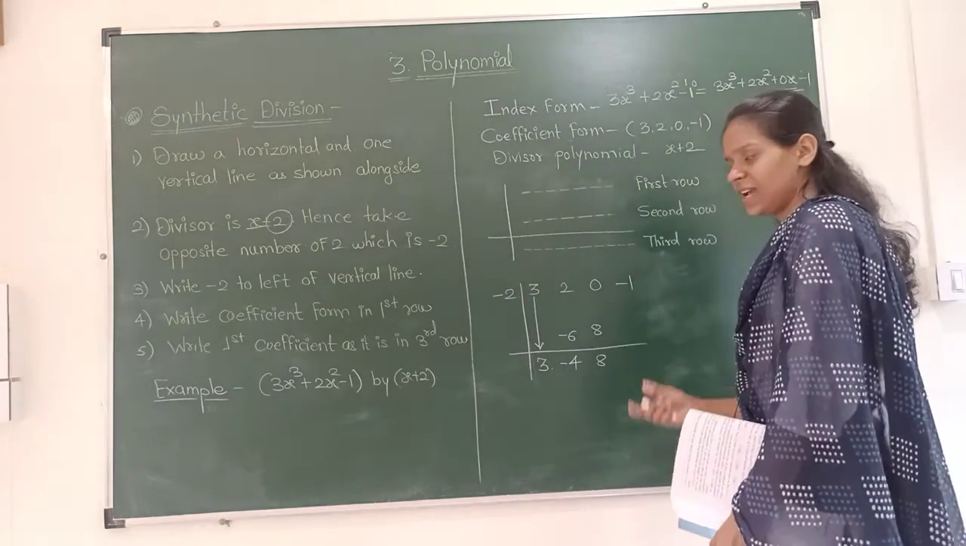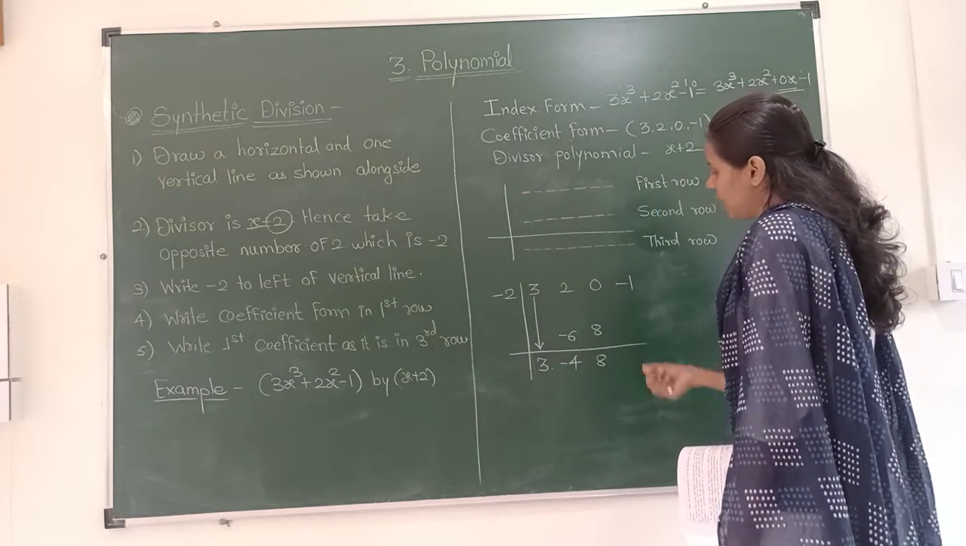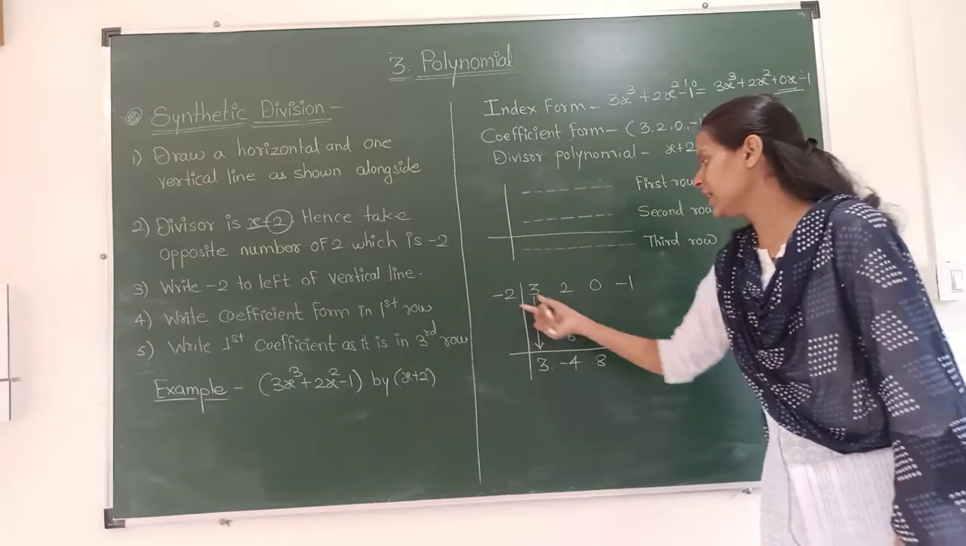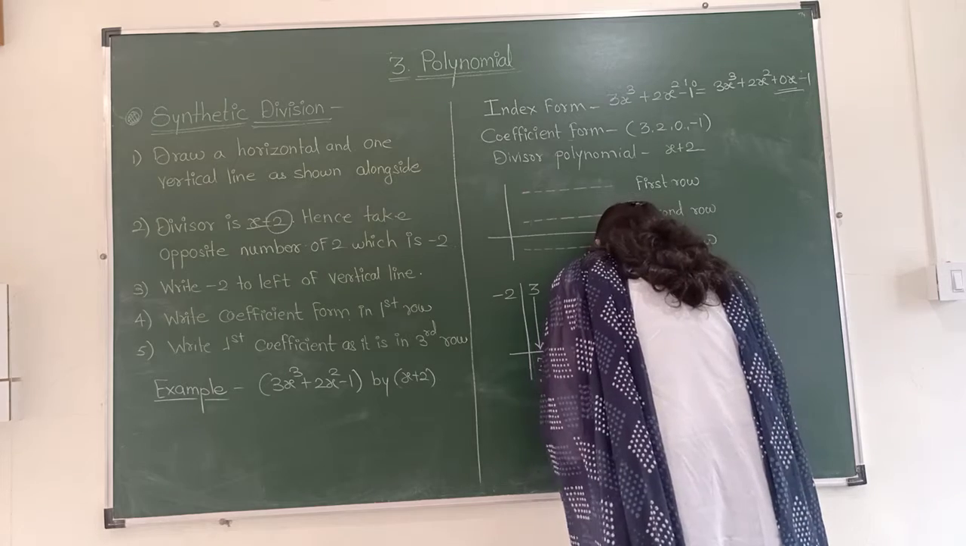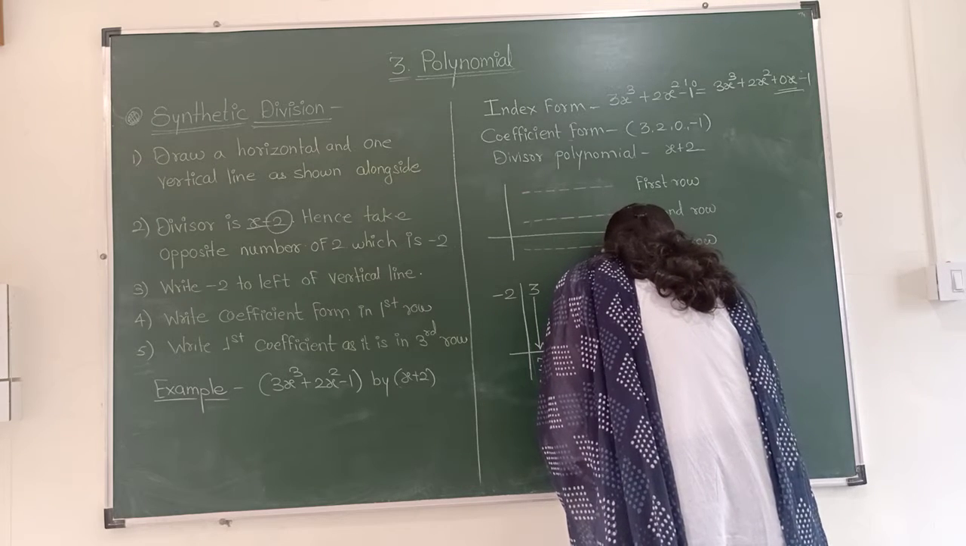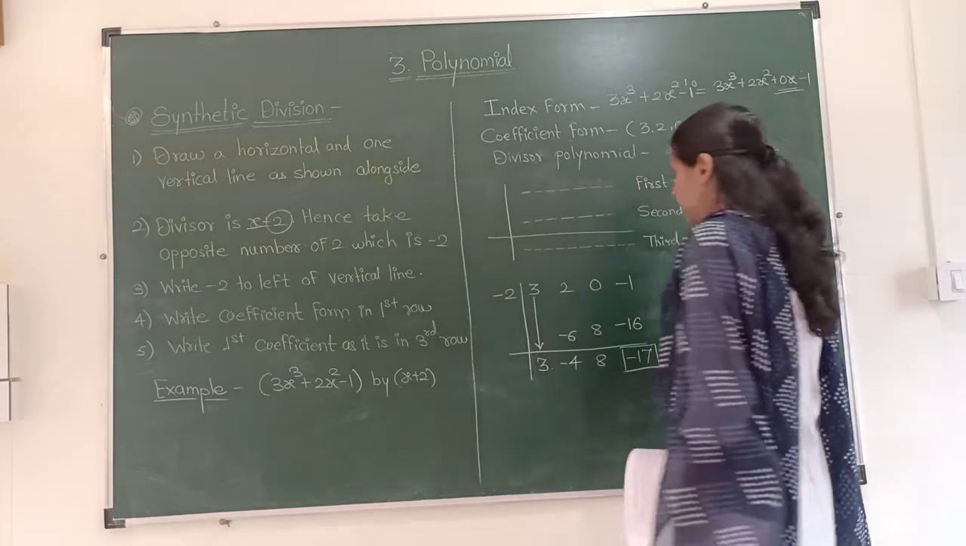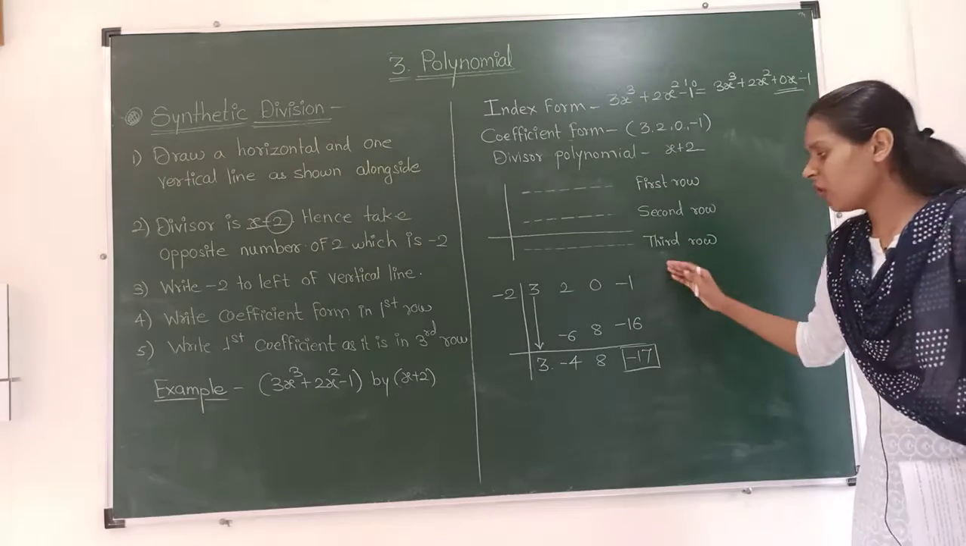0 minus 8 is 8. Therefore here again minus 1. So 8 into minus 2 is minus 16. And here it comes minus 17. Okay. Do you know how we did it?